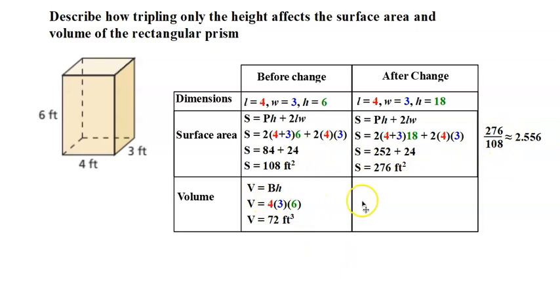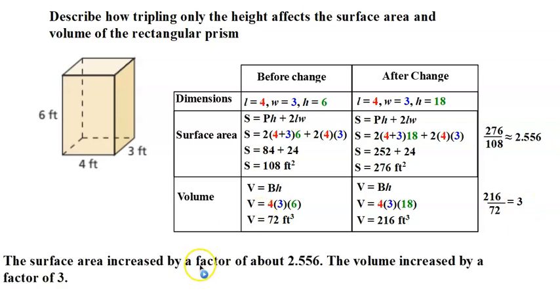So let's take a look at volume. Volume, still same formula, base times height. Bases are the same, still 4 times 3, but the height is now 18. So we have 4 times 3 times 18, which is 216. So the ratio there, new over old, is 3. Not 3 cubed, just 3. So we tripled one of our dimensions, and that's what happened to the volume. It tripled. All right. So the surface area increased by a factor of about 2.556. The volume increased by a factor of 3.